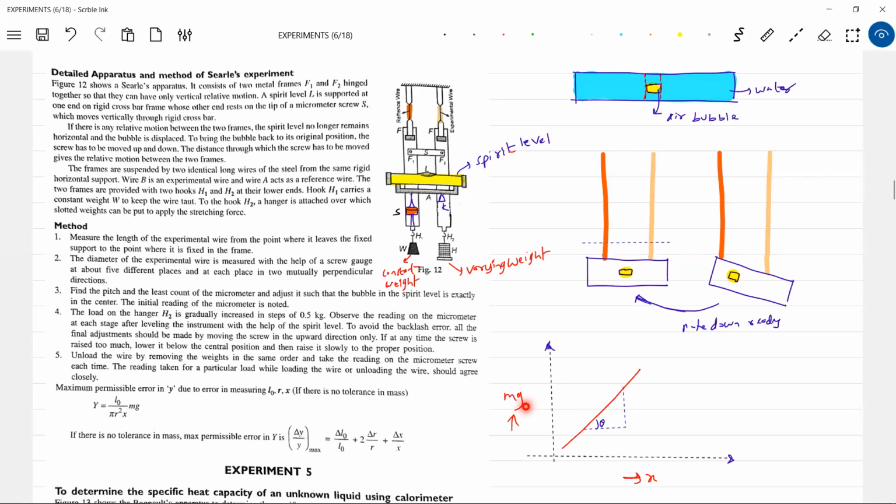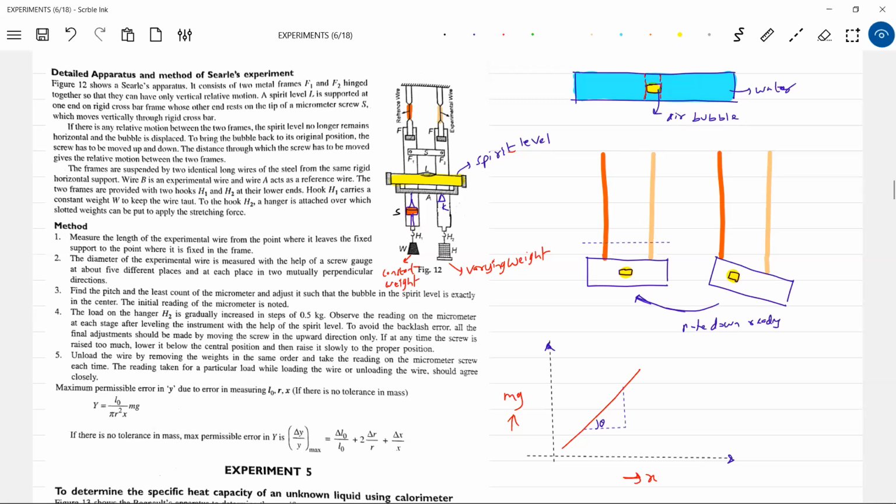For different values of load, I'll calculate the elongation. How to calculate the elongation? The micrometer is what I'll be taking help of. From that, I'm going to note down. If you go to the lab, it'll be much easier. It's a micrometer, nothing but a screw gauge only in circular form. Don't think it is something very big.